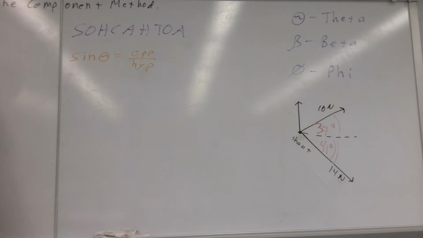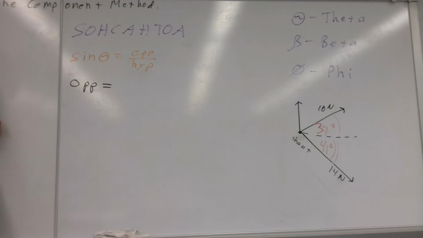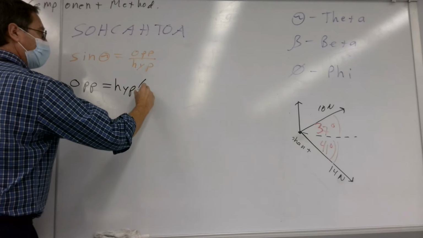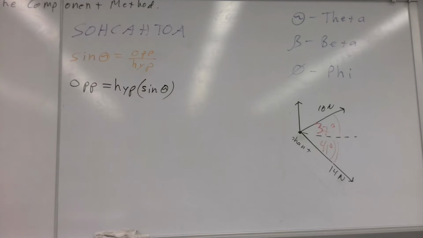But I want you to rework that, and I want it to be opposite equals. So what will that be? Hypotenuse times sine theta. That's the way I like to write it. Do we agree on that? Everybody good? Okay.